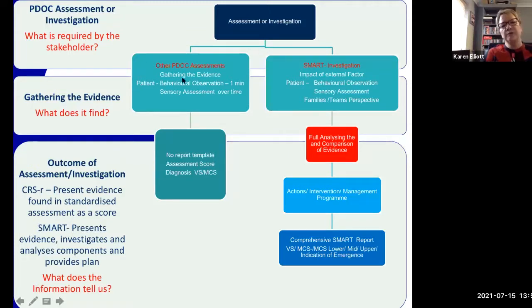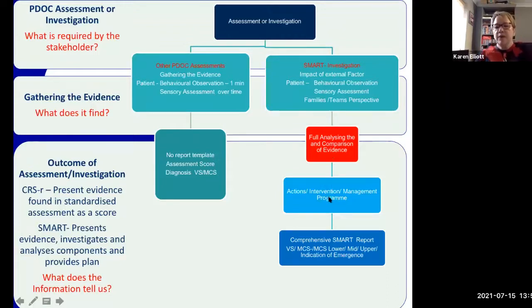So we've got PDOC assessments that will give you behavioural observations. It's usually a minute of behavioural observation before the intervention, the assessment. They do an assessment over time. For example, the CRS used to be one assessment only, but now they've done further research and they're suggesting 6 assessments. SMART has always been 10. We do the 10 assessments because of it being able to reflect the variability of somebody in a vegetative state or minimally conscious state.